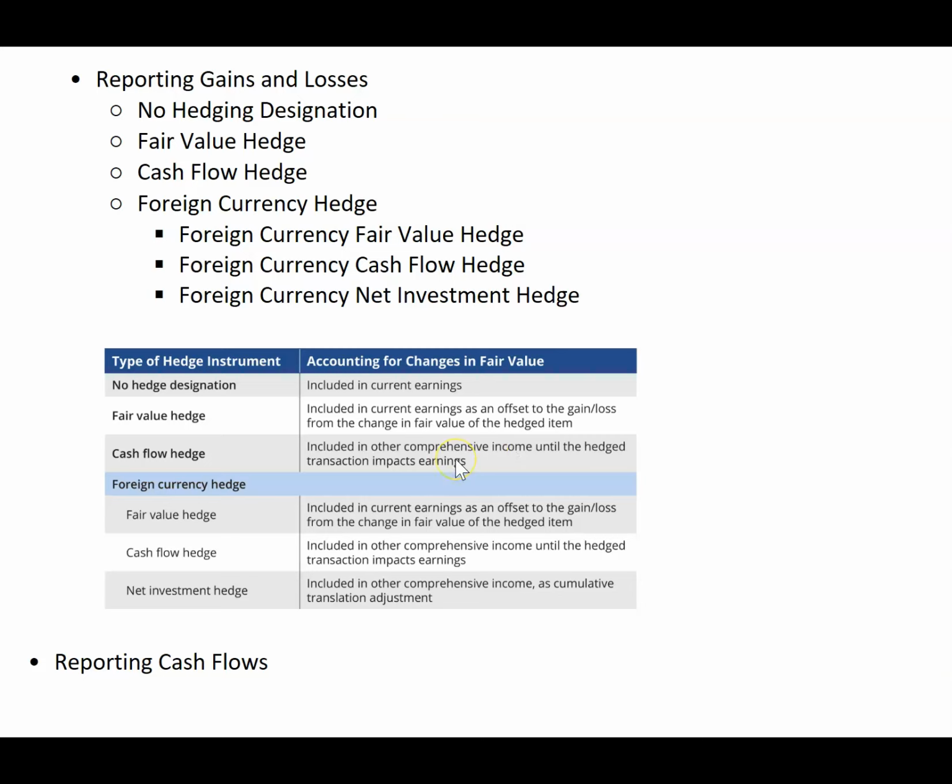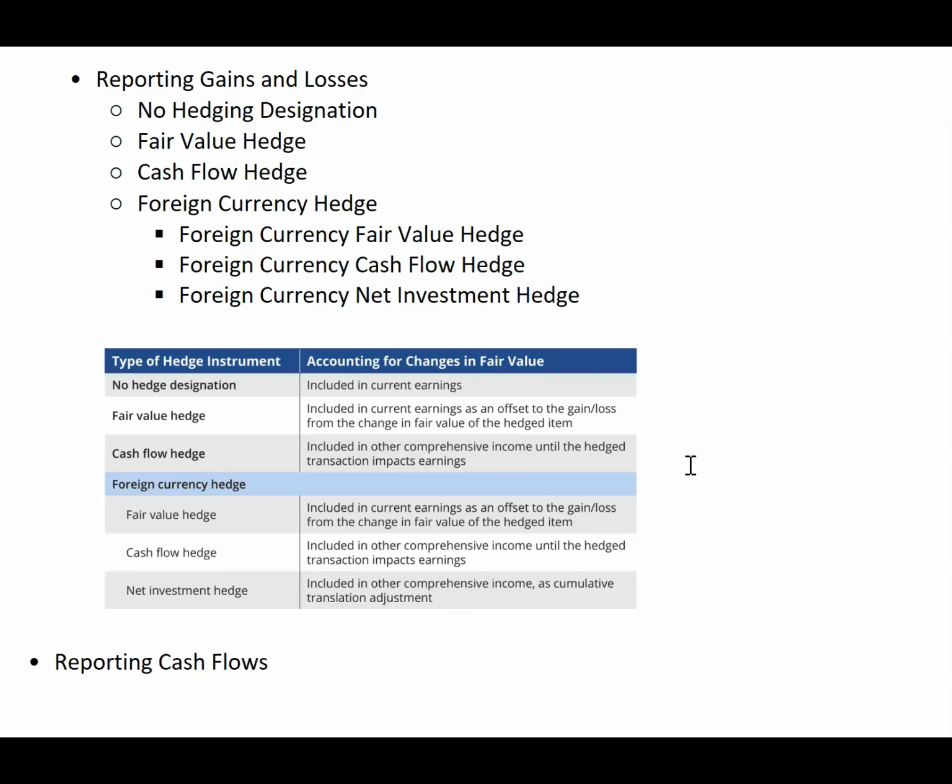On the other hand, if you have a cash flow hedge, then you have to initially report it under the stockholders equity part as OCI, other comprehensive income, until the hedge transaction impacts your earnings. So if you remember one example from your textbook, you anticipate that the raw material price will go up, and that's why you do hedging. And this hedging, even if the price goes up, will help you make a gain and reduce or offset those losses.